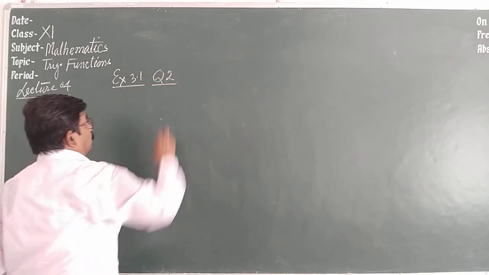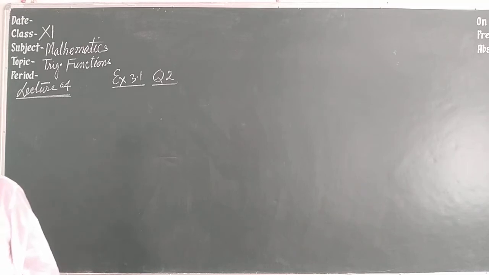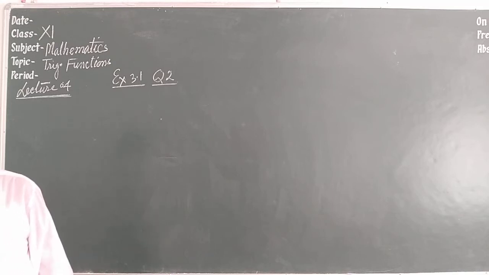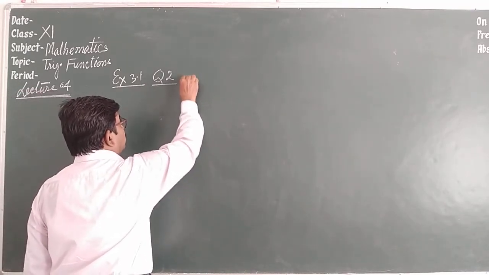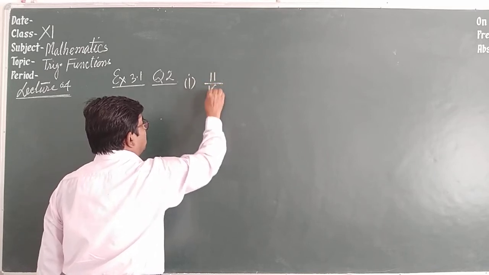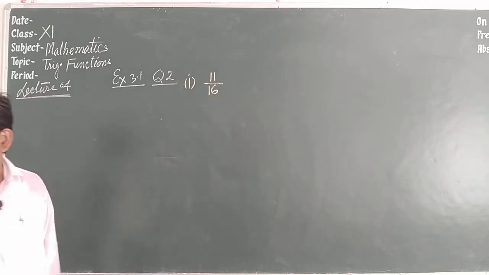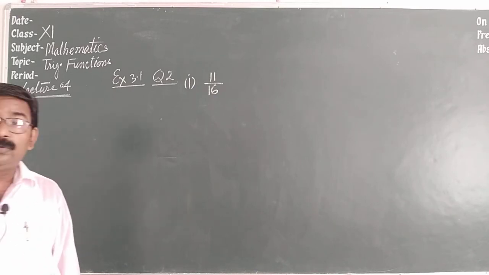Now see question number 2. What is given in question number 2? Find the degree measure corresponding to the following radian measure. Use pi is equal to 22 by 7. First part is 11 upon 16. And we have to change this 11 upon 16 into degree.